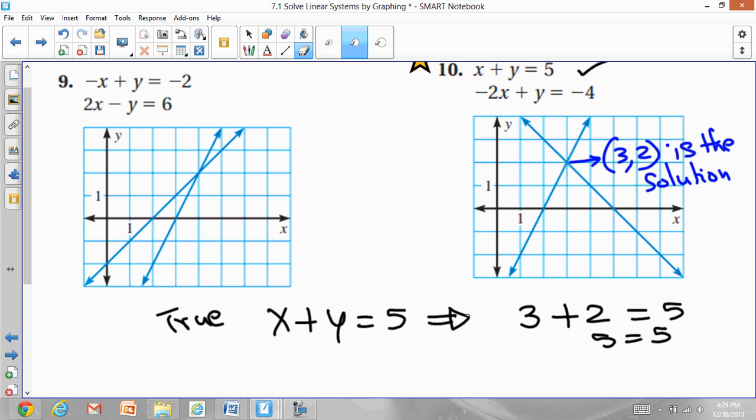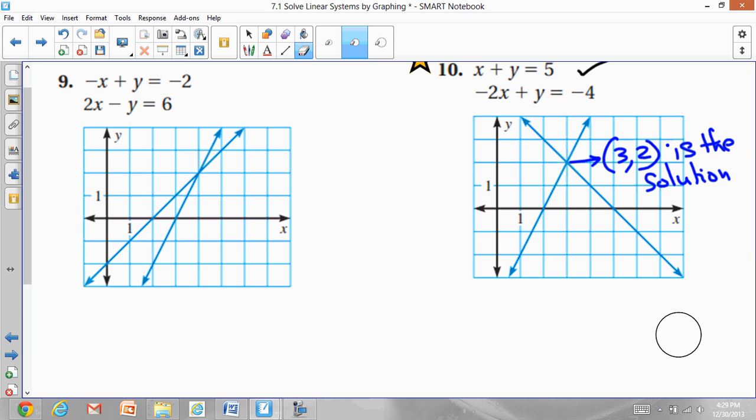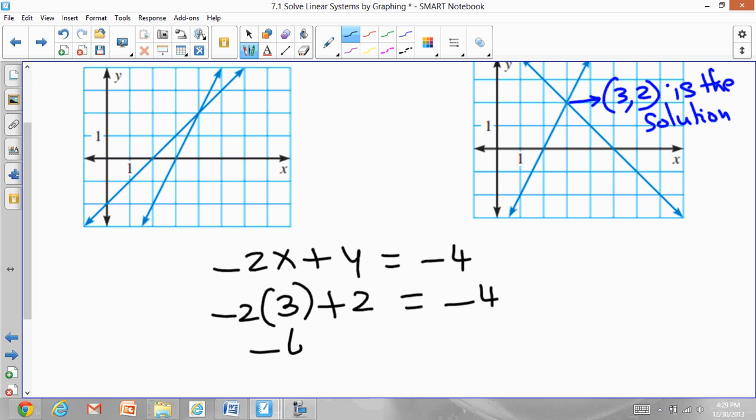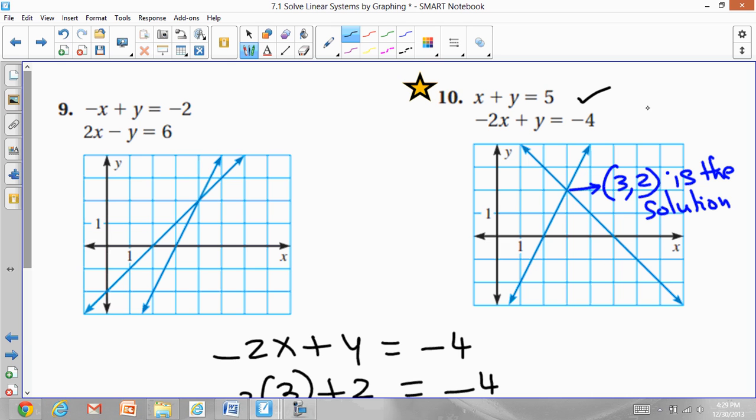Now I'm going for my second equation. My second equation is -2x plus y equals -4. So -2 times my x, which is 3, and my y is 2. Solving this, that becomes -6 plus 2, which gives me -4 is equal to -4. In this case also it is true. So it also works on my second equation. Therefore, 3, 2 is the solution of these two equations drawn graphically.